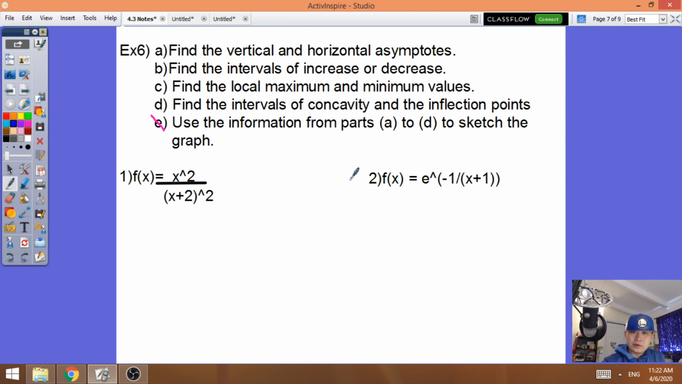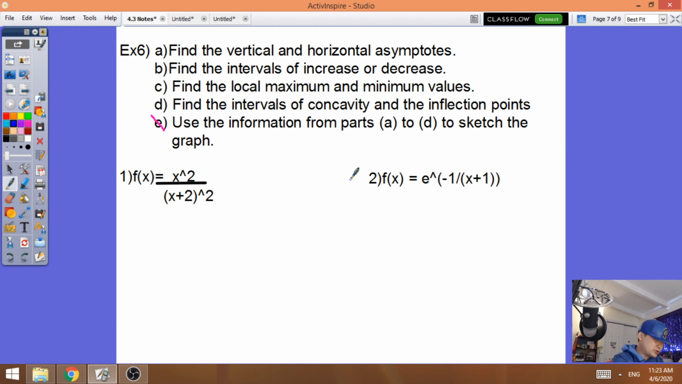Find the vertical and horizontal asymptotes, if possible. Find the intervals of increase or decrease. For C, find the local maximum and minimum values. For part D, find the intervals of concavity and the point of inflection. Part E is optional: use the information from parts A to D to sketch the graph. What I would like to focus on is just parts A to D. Now let's do the first one together.